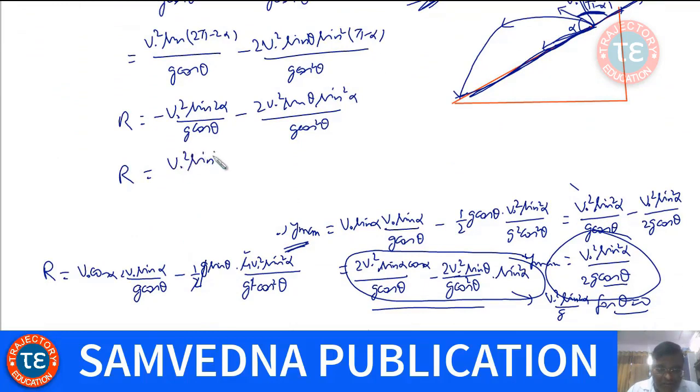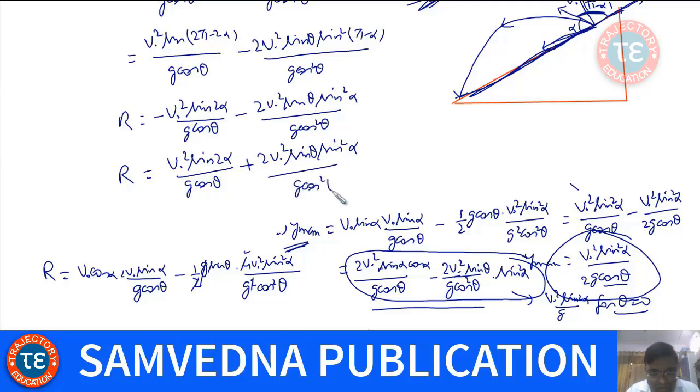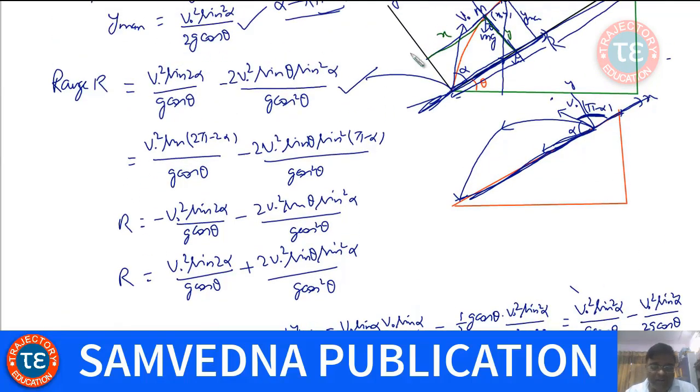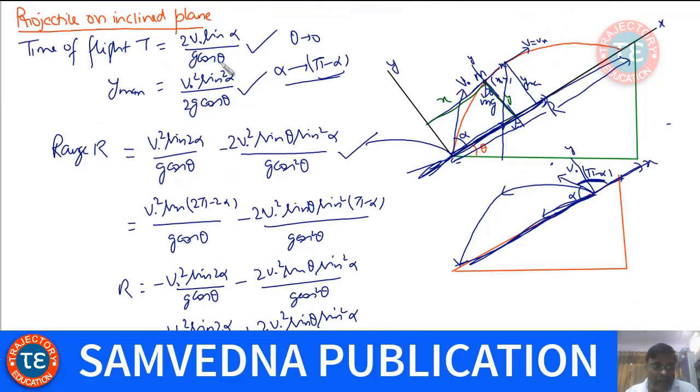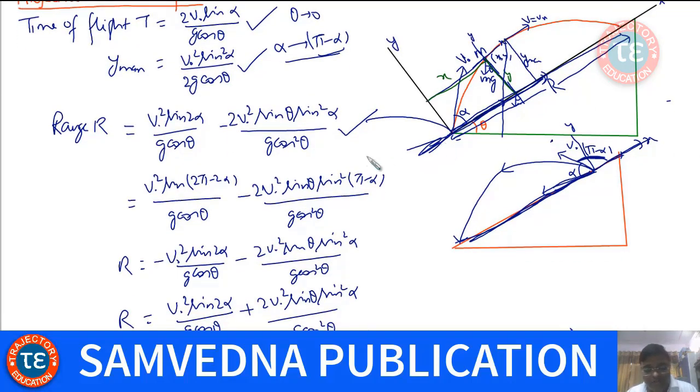So your range is going to be this. Only difference you will find is in the formula of range. So you don't have to solve separately. Just remember this formula, and that is your range. Everything will remain same. Y max will remain same. Time of flight is going to remain same. Only difference will be just make it positive. That will give you the formula of range also. Alright, I hope you get it.